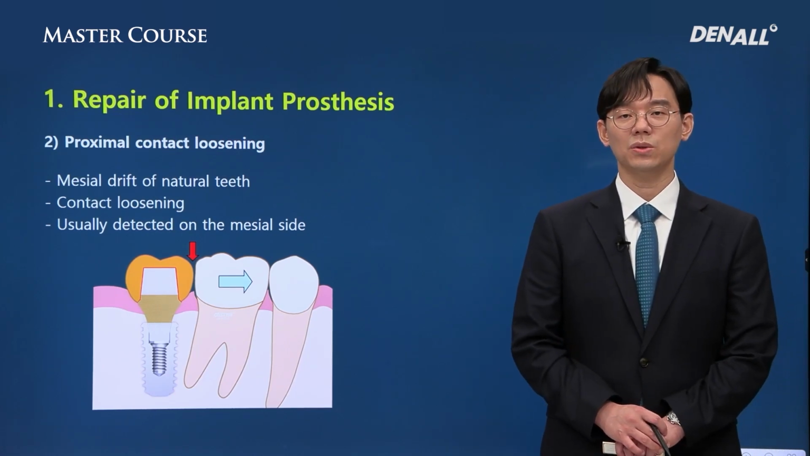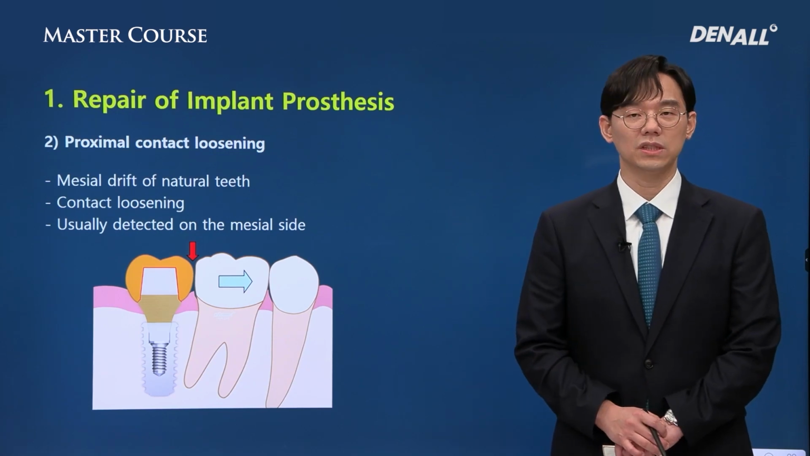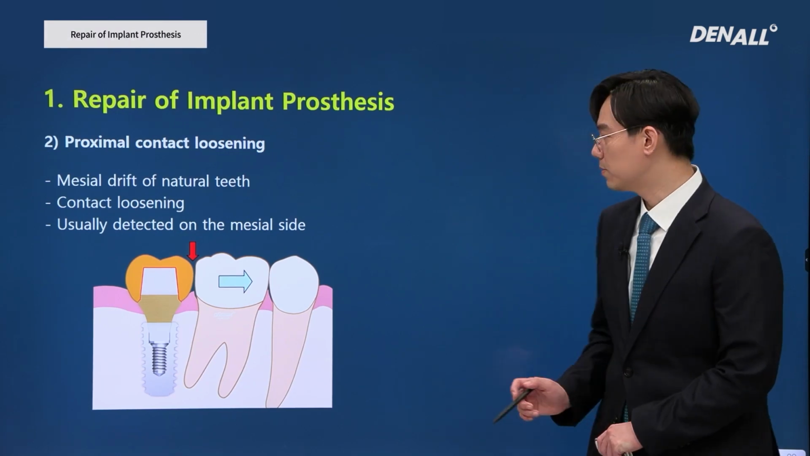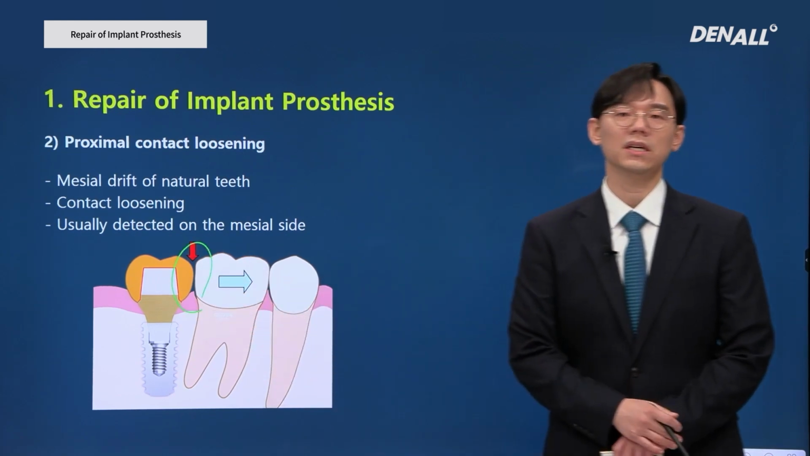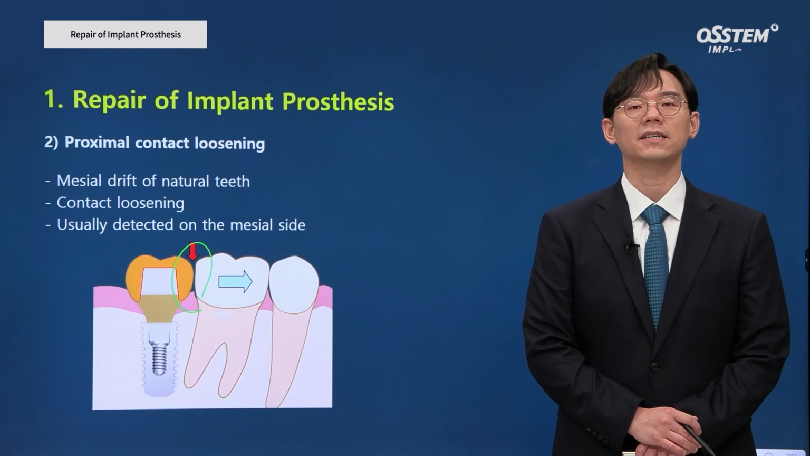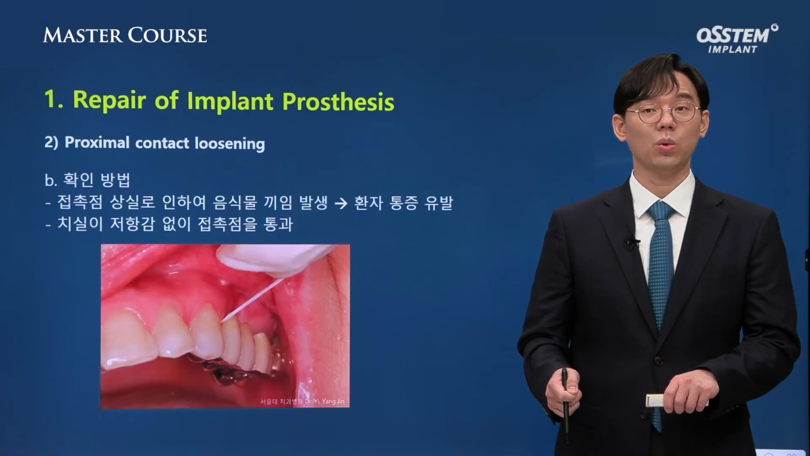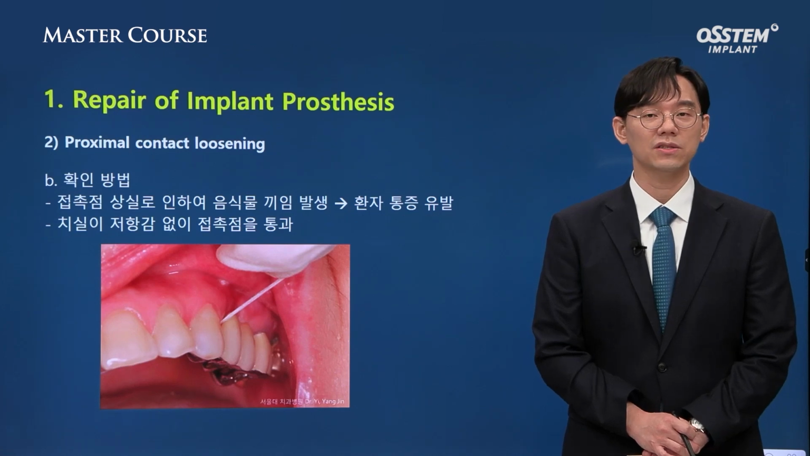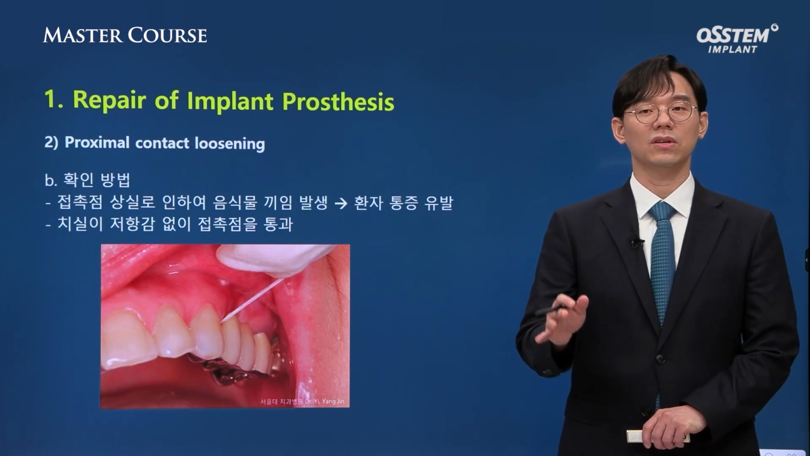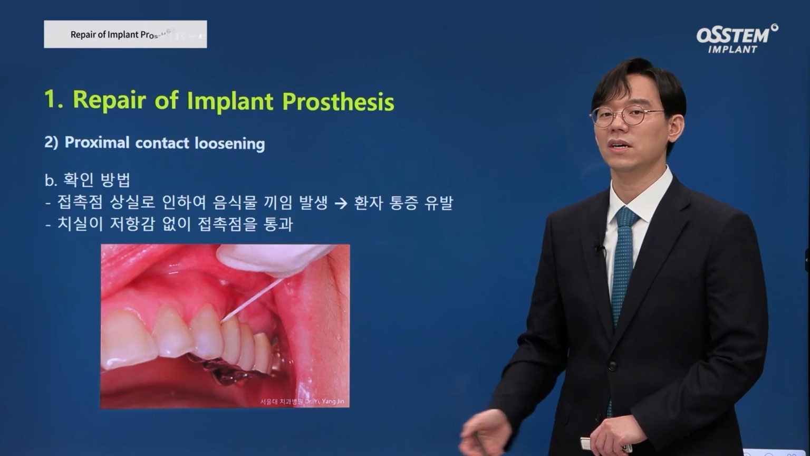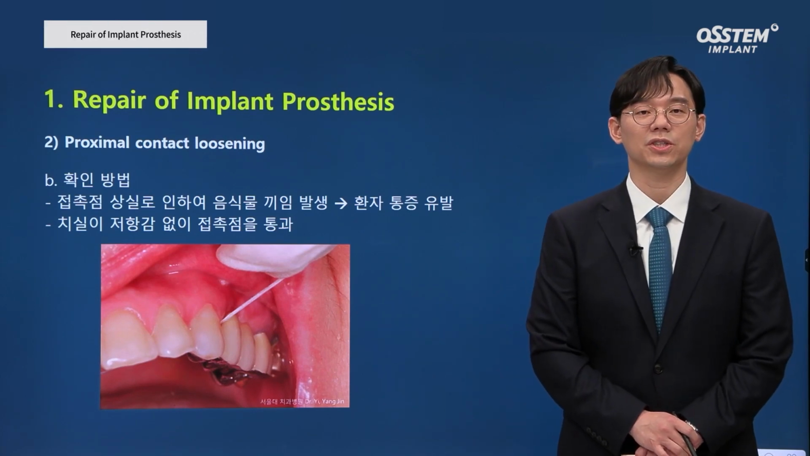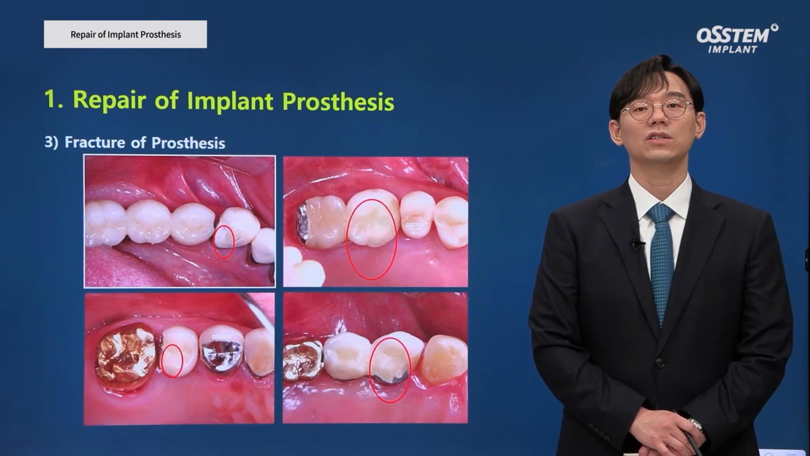Proximal contact loosening occurs very frequently. Physiologically, the natural tooth moves mesially and the implant does not move, and because of this, on the mesial side of the implant, there is space. As shown on the image, the contact is widened and then the patient may complain of food impaction. You can check visually. The floss can go through without resistance, and with that you can check proximal contact loosening. Even with adjustment, natural tooth continues to move, so there will be further proximal contact loosening.